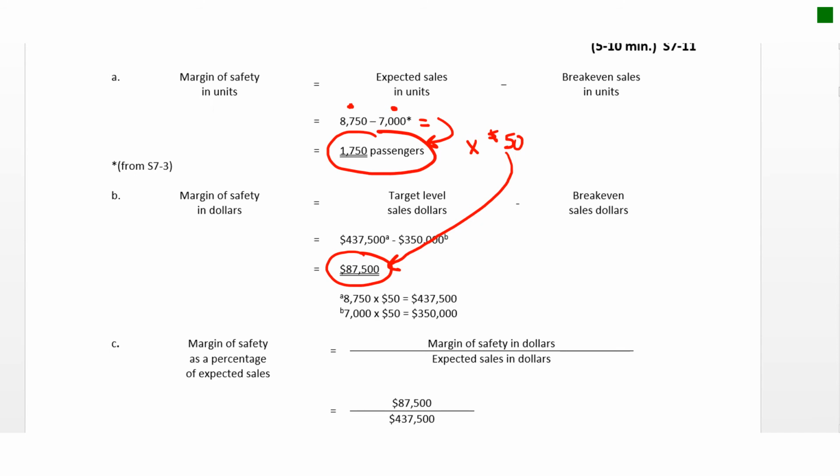And then the last thing is to express it as a percentage of sales. They're doing it in dollars, but I'll show you a faster way. If you just take the units of 1,750 and divide that by 8,750, just keep units and units together, it's like units, that's going to give you the percentage as well, which is going to be part C.